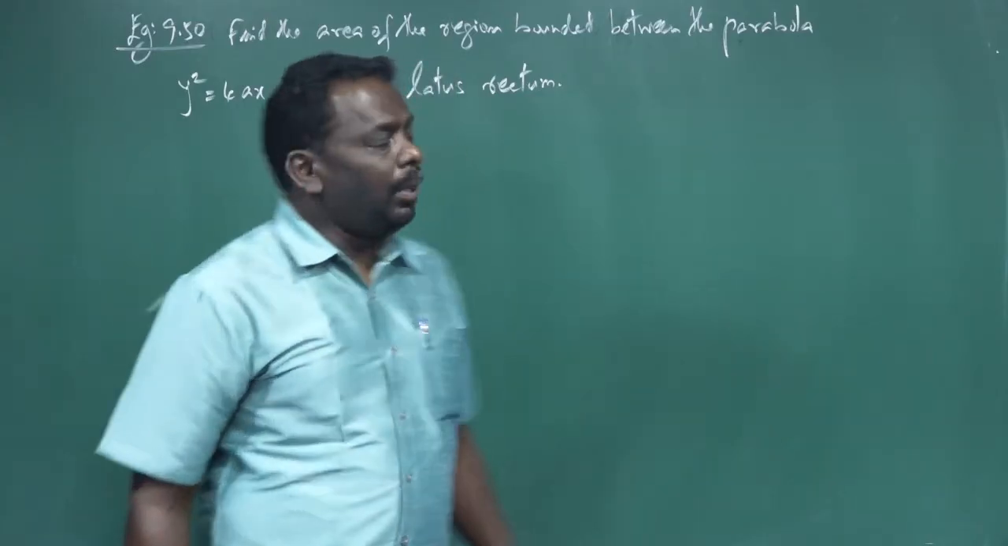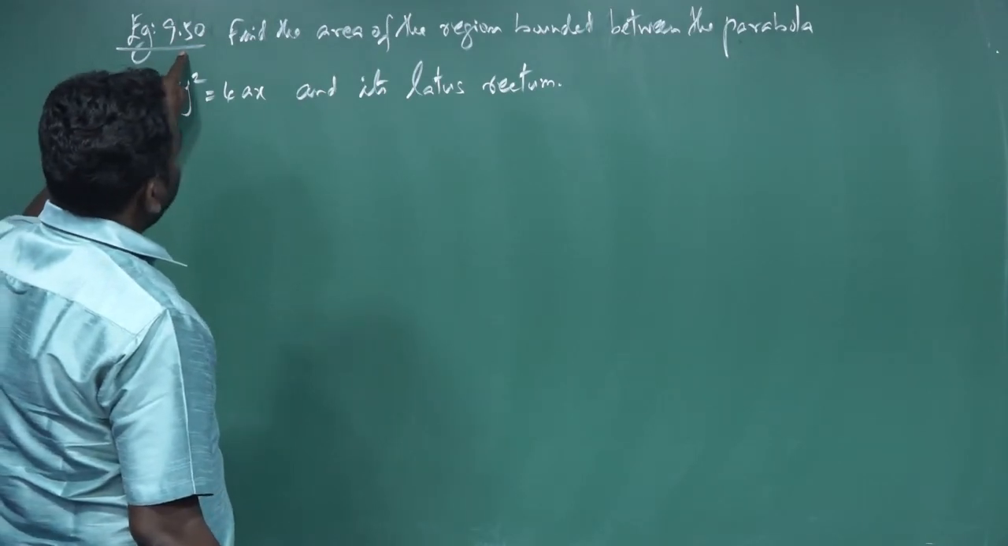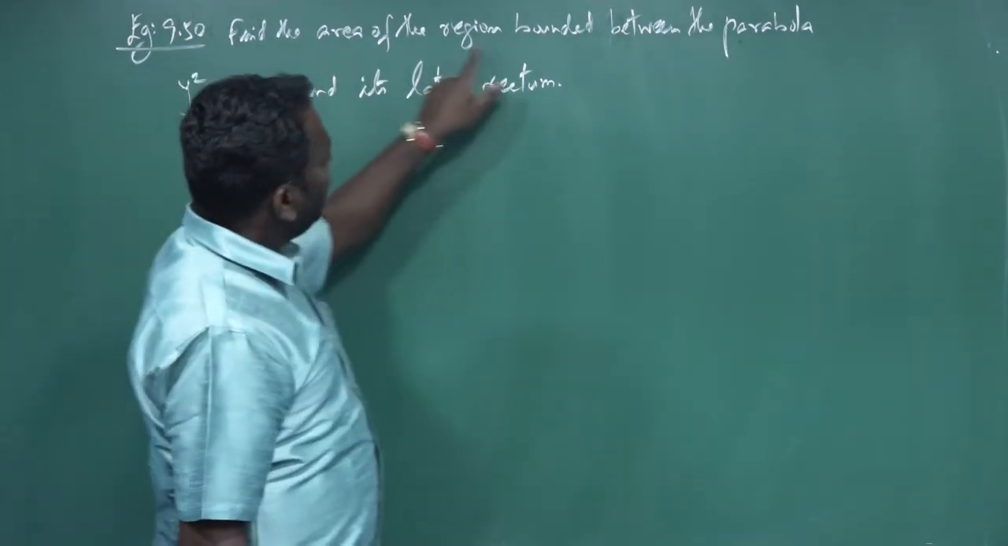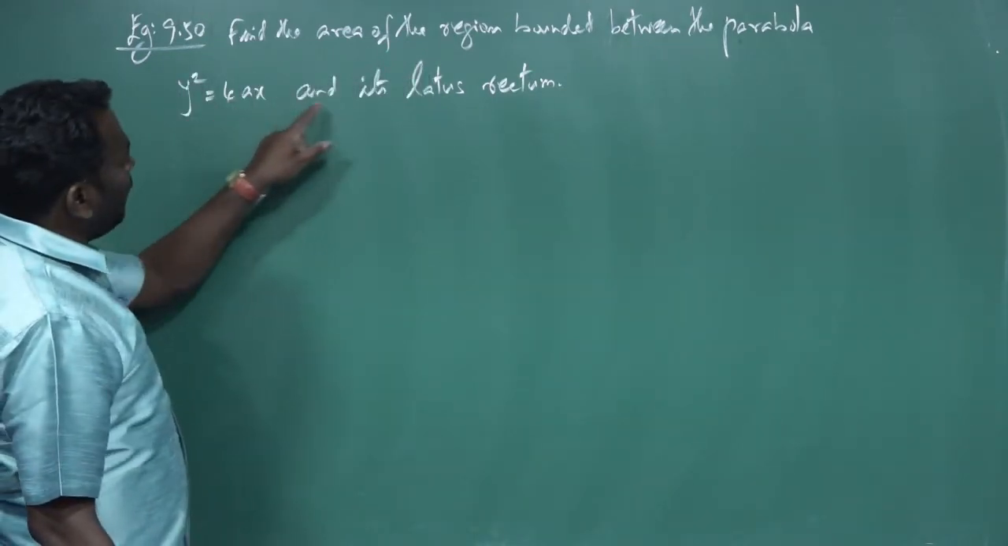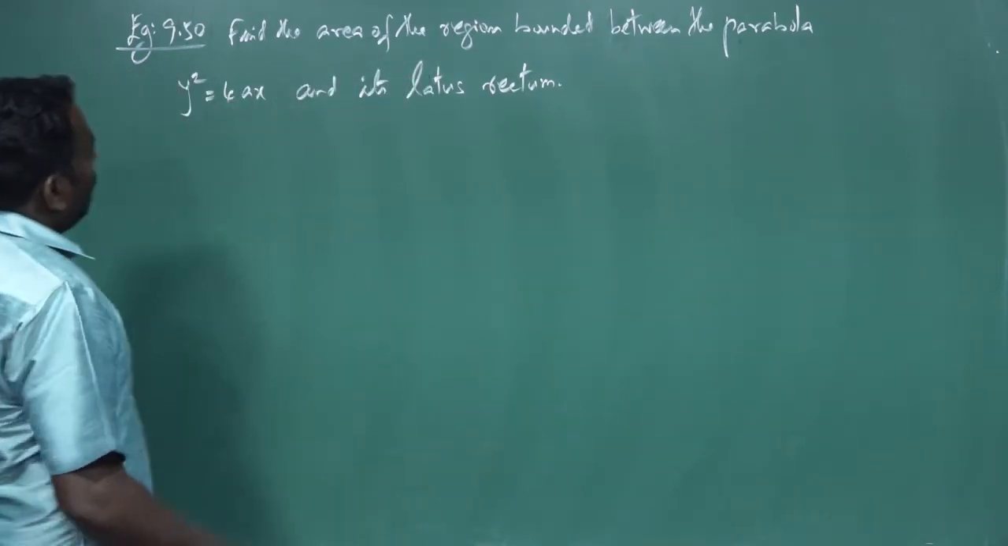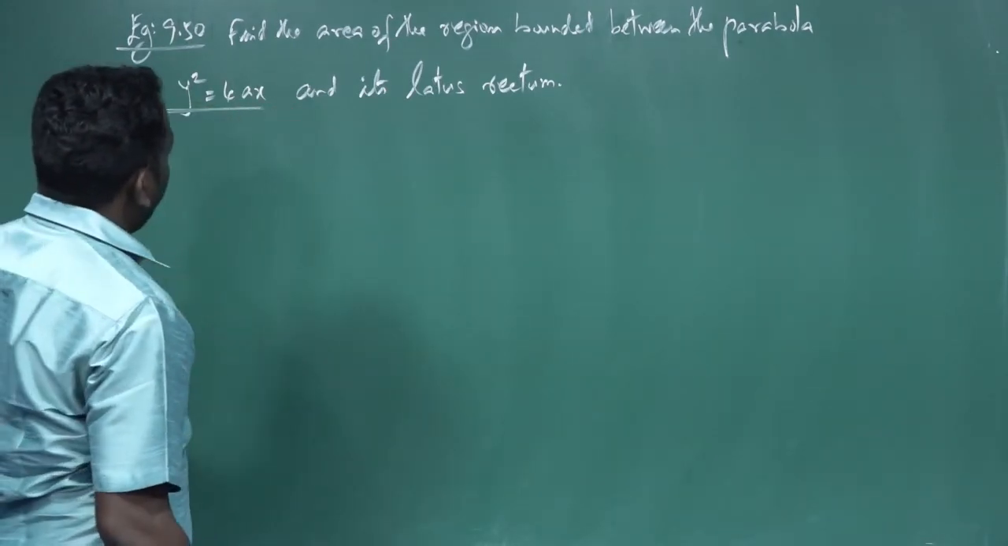The next example, number 9.50, the 50th example. Find the area of the region bounded between the parabola y square equal to 4ax and its latus rectum. So the given curve is called a parabola, y square equal to 4ax.